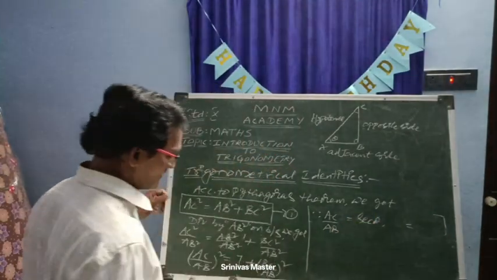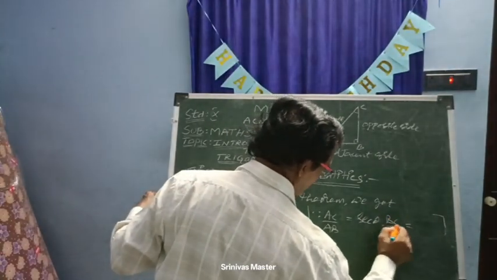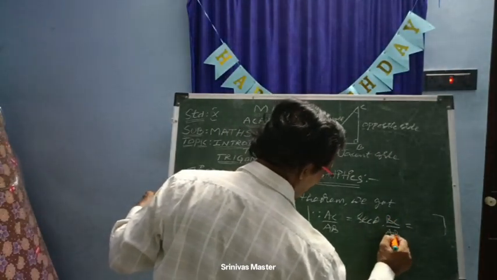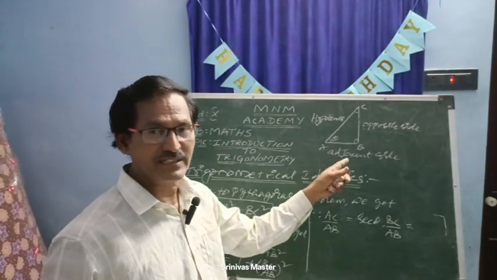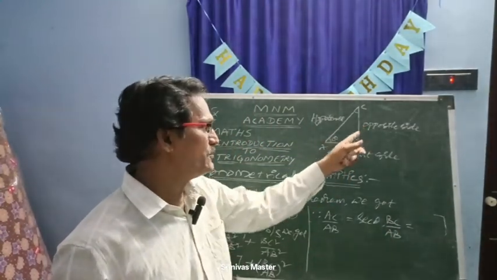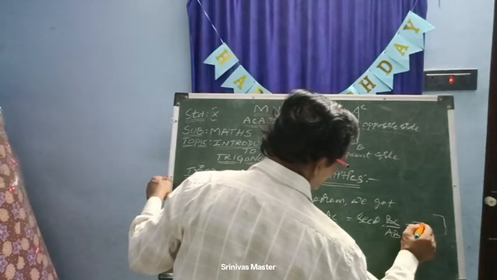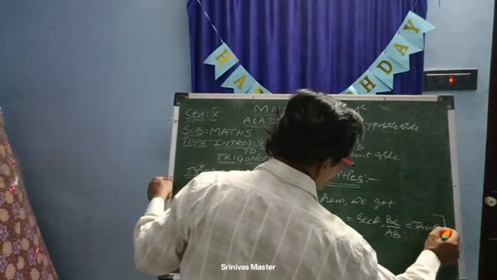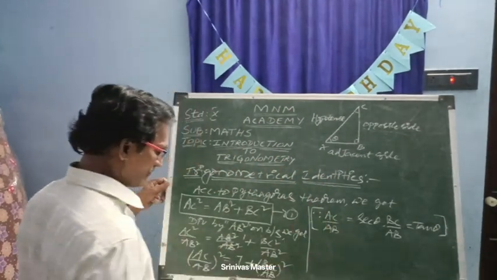Okay. Next one, BC by AB children. BC is what? Opposite side. AB is what? Adjacent side. That means opposite by adjacent. Opposite by adjacent is tan theta. Okay children, see now. Now we can eliminate.